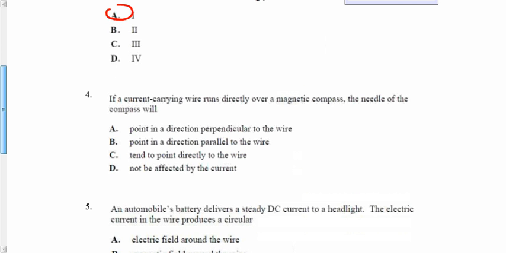And 4, if the current carrying wire runs directly over a magnetic compass, the needle of the compass will point which way? Let's say that this is the wire. Okay, this is the wire.